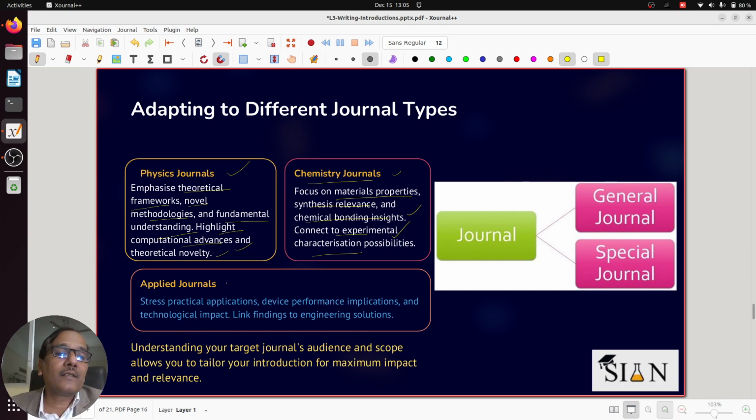And for applied journals, stress practical applications, device performance, implementation implications, and technological impact, linking findings to engineering solutions. So this is the application part, where we give emphasis on devices. Understanding your target journal's audience and scope allows you to tailor your introduction to maximize impact and relevance. So before writing the introduction, take care of which type of journal you are selecting to submit your paper to, so we can mold our introduction according to that journal.